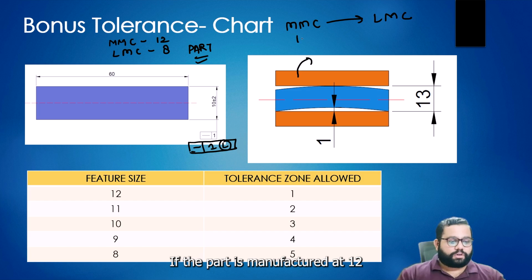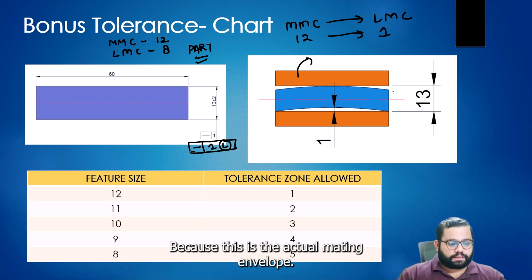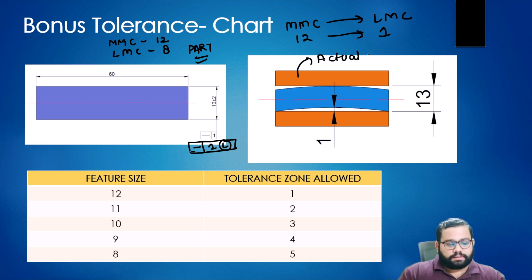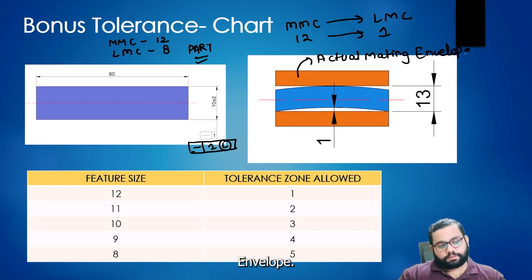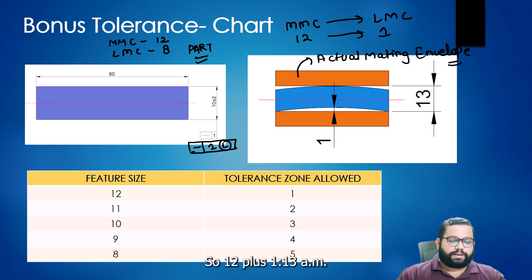If the part is manufactured at 12, then the tolerance we have is 1 mm, because this is the actual mating envelope. This is created with the help of the virtual condition. So 12 plus 1, 13 mm. The part can enter into this envelope if the part is created, let's say, at 12 mm.